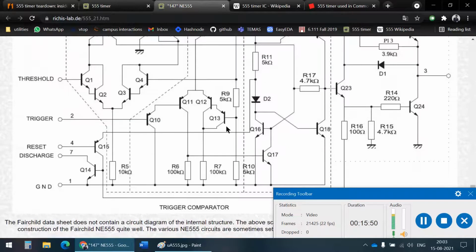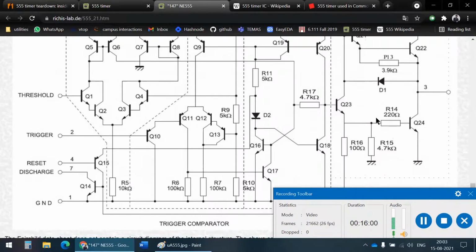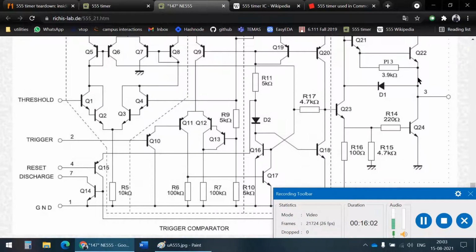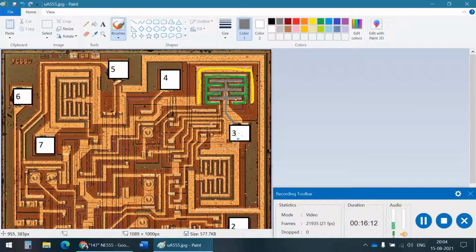I'm not sure. Let's look at this. Here pin 3 is the output pin, and pin 3 is connected to two transistors. So it's either Q22 or Q24. We're not sure, it's either one of those. But wait, if it's Q22, then where's Q24? Sorry, this might be Q24 then. So this gray thing is also connected to a collector. The same pin is connected to this emitter as well as this collector.